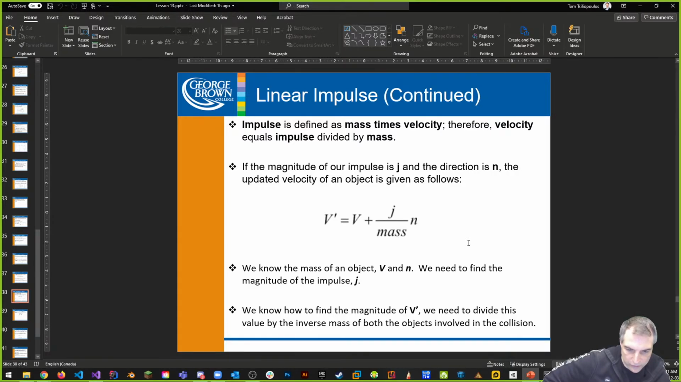If the magnitude of our impulse is J and the direction is n, the collision normal, then the updated velocity of an object is given by this equation: the final velocity, v prime, is equal to the initial velocity, v, plus the impulse over the mass times the collision normal. That's what the equation would be. We're going to get a good response with this because we're going across the normal. We're going to have this new velocity vector, which is pretty cool.